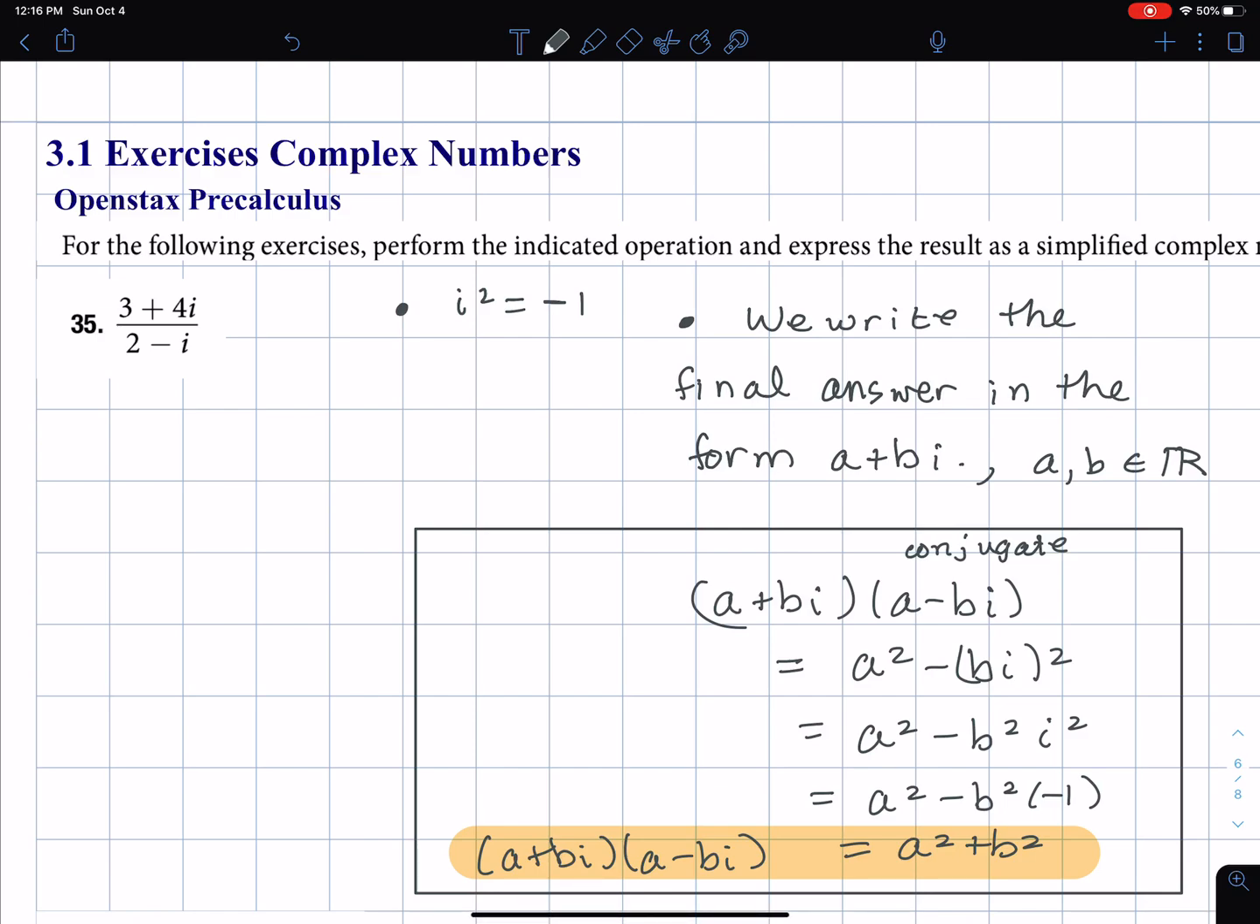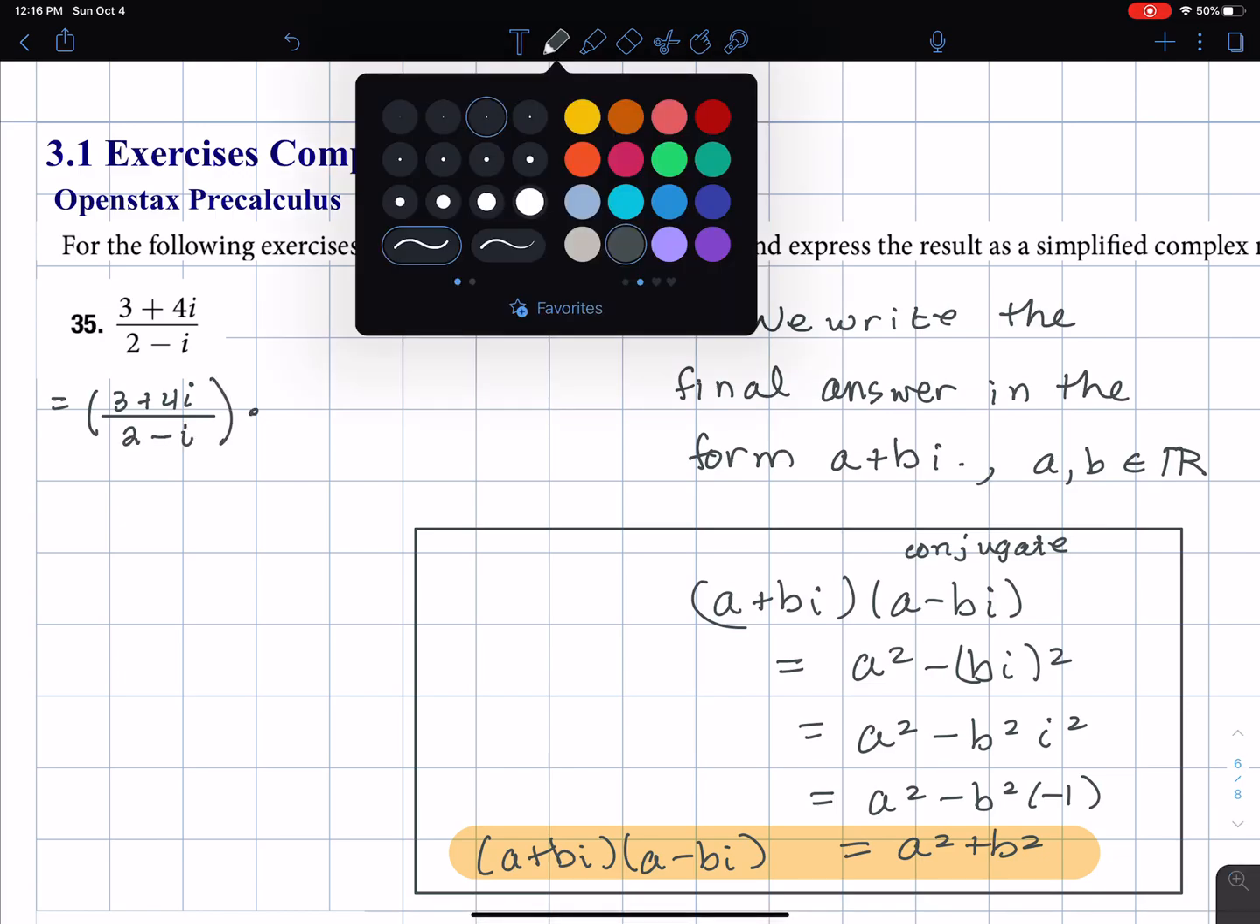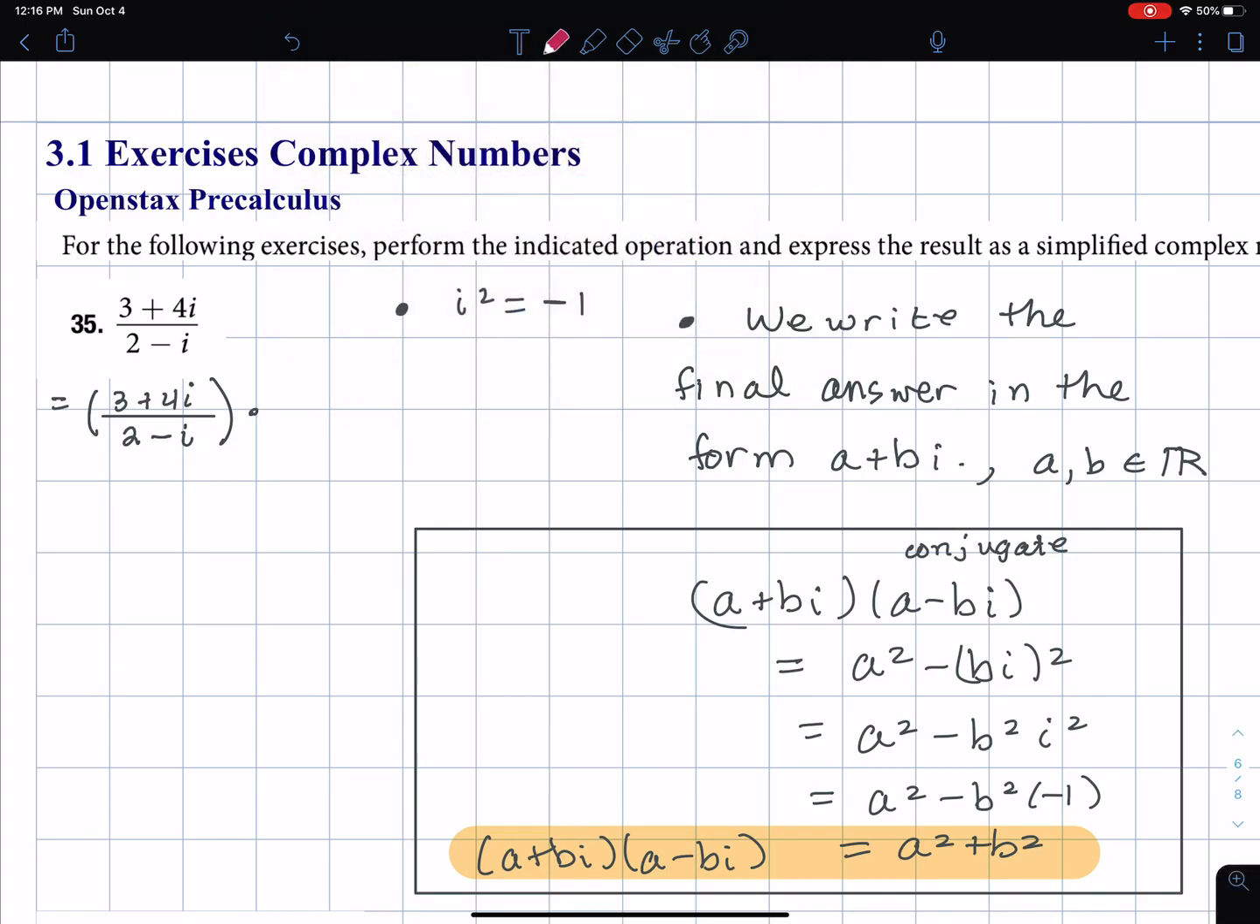Okay, so I didn't even solve the problem. What I want to do here is take this 3 plus 4i and multiply the denominator by its conjugate. I'll pick a different color, like this cranberry color here. The conjugate of 2 minus i is 2 plus i. So I want to multiply by the conjugate, and the reason is I don't want a complex number in the denominator. That's where this is all leading to.